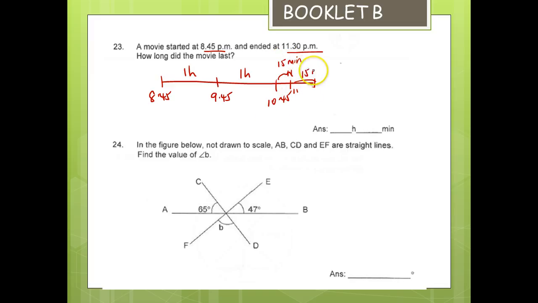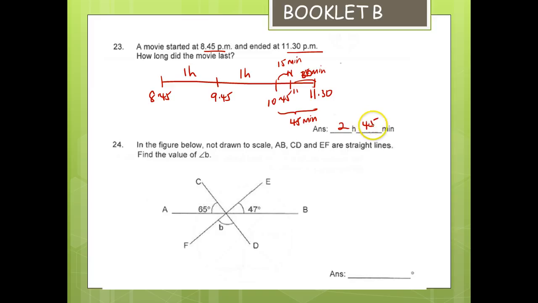This 11 o'clock is 15 minutes. Another 15 minutes will give me, sorry, I need 30 minutes to give me 11:30. So this whole minute together, 30 plus 15 will be 45 minutes. So my answer is 2 hours 45 minutes.